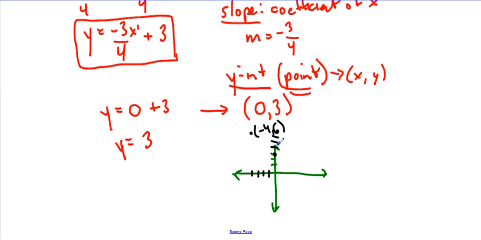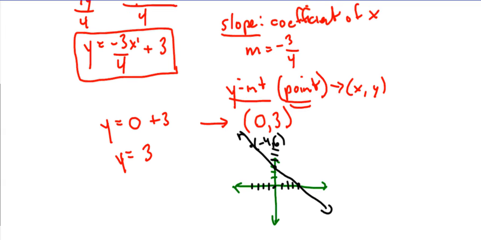If you wanted to go the other way, you could also go down, because -3 on the rise would be down, 1, 2, 3. And then over to the right 4, so we have 1, 2, 3, 4. And we could have it like that too. And in any case, draw your line best you can. All right, but what we have is here's our equation that we just drew, and we found the slope and y-intercept.